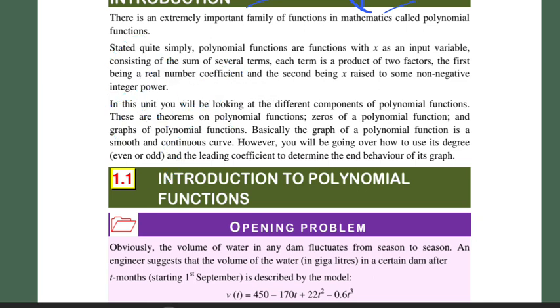As a variable, because x is what? It's a variable consisting of the sum of several terms. Each term is the product of two factors. The first is a real number coefficient, and the second is x raised to some non-negative integer power. The first being a real number coefficient is a real number. The second being x raised to some non-negative integer power.